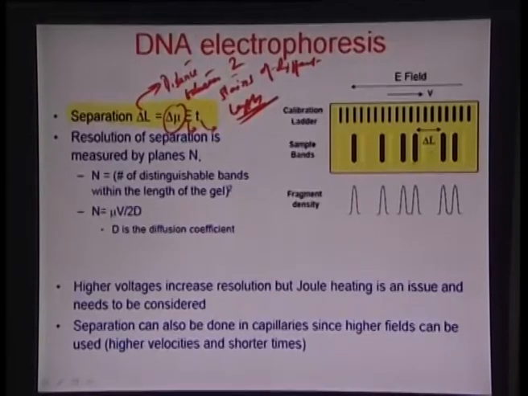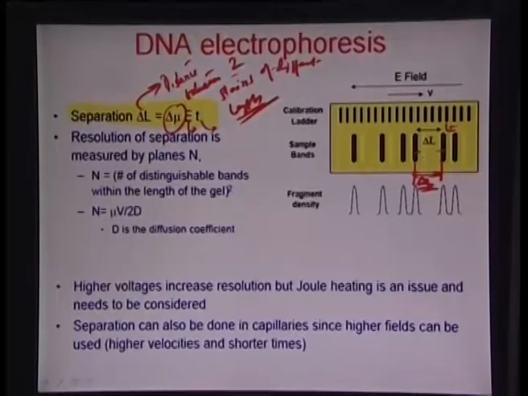So delta L essentially is the distance that two bands move with respect to each other, the minimum distance of separation that two bands have at a point of time t in an electric field E. Let's assume that there is a difference in mobility of these strands 1 and 2, which are separated by delta L in this case.